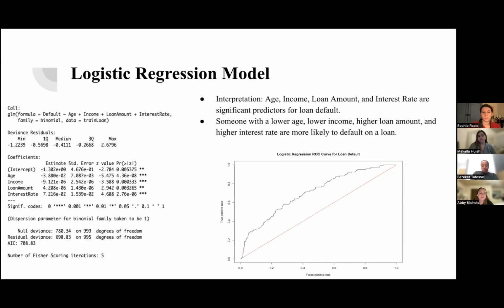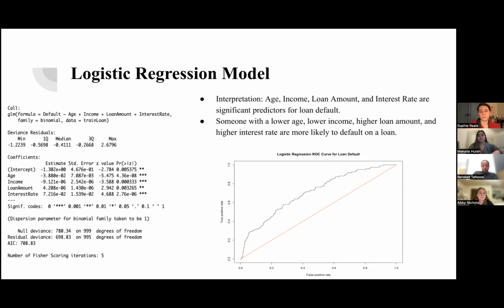To analyze our question of what predictors are significant for determining loan default, we used a reduced logistic regression model. To analyze the effectiveness of this model, we used the ROC curve and AUC value. Based on the ROC curve and the AUC value of 0.7333, we established that this model was better than random guessing. From this, we determined that age, income, loan amount, and interest rate are significant predictors for loan default.